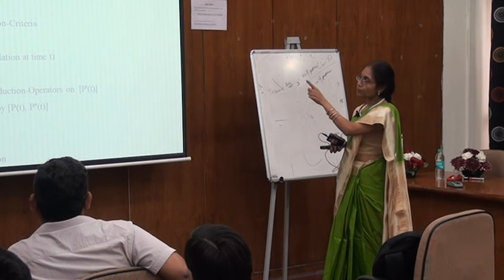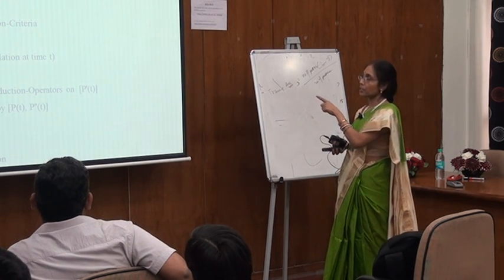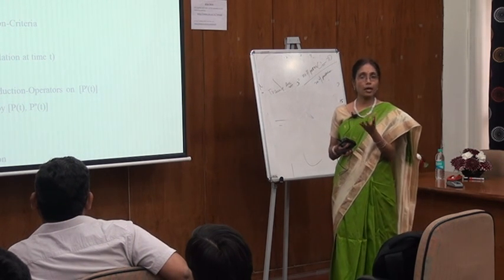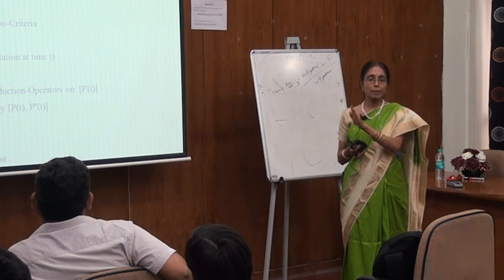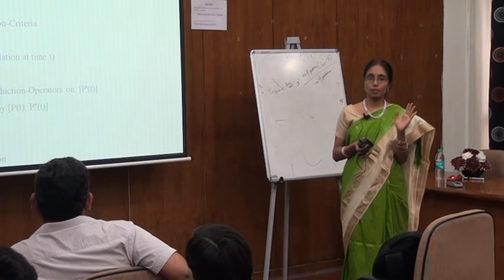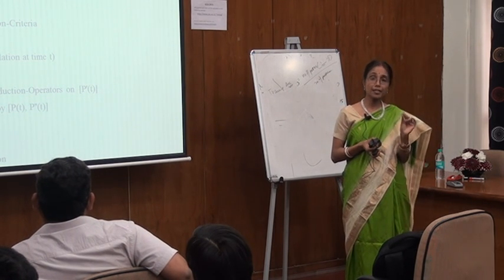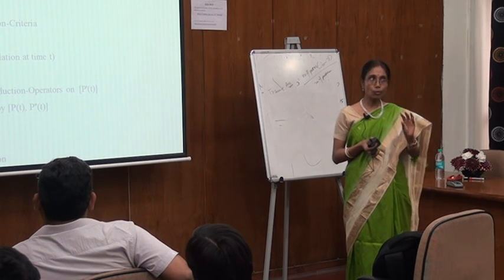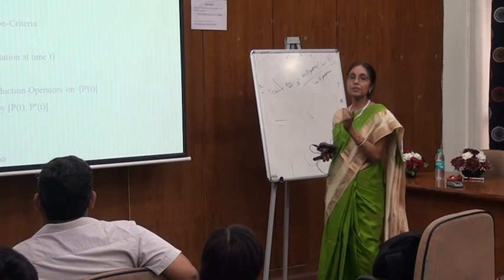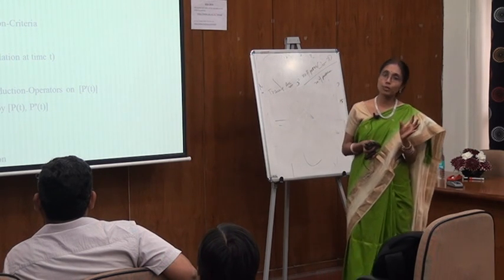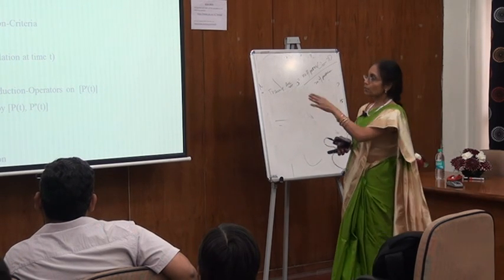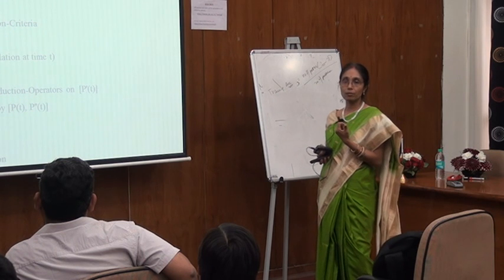So with the help of the select operator, which will be applied on PT, we will obtain a set. But this P dash T doesn't contain any new solution because I have not used any operators. It is only a copied version of some of the old ones. Then on this P dash T, reproduction operators will be applied to obtain newer and newer solutions. So P double dash T will come out.